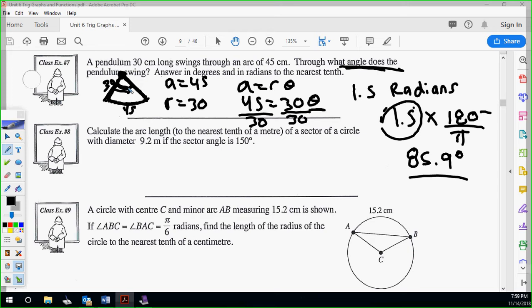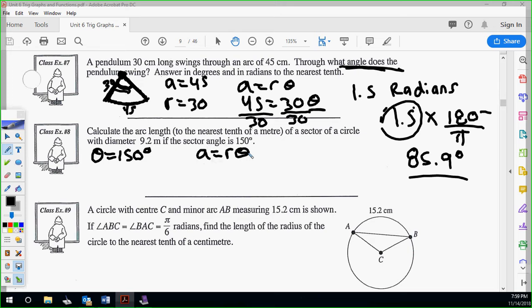Okay? So calculate the arc length to the nearest tenth of a meter of a sector of a circle with a diameter 9.2 if the sector angle is 150. So this is an example where we're given the angle this time, and we're given something else, either A or R maybe. But I sure know that I'm given theta. Theta is 150, when we're looking at A equals R theta.